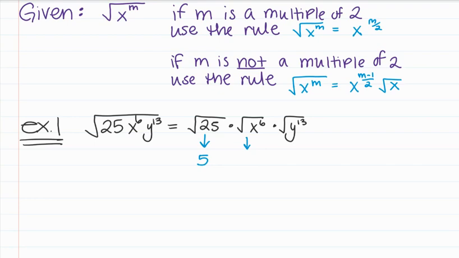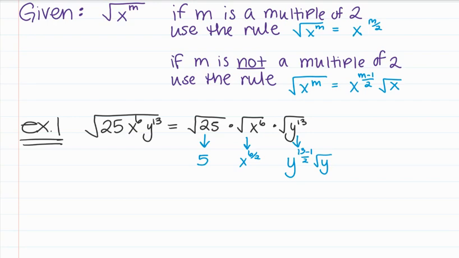For x to the 6th, m is a multiple of 2, so we're going to use the rule x to the 6th over 2, which becomes x to the 3rd. It's just the exponent cut in half. Now for the last one, my exponent is not a multiple of 2, so we're going to use this little rule right here. I'm going to say y. Of course, in the rule we wrote an x, but that can be replaced with whatever variable you have. So y to the (m minus 1) over 2 times the square root of y.